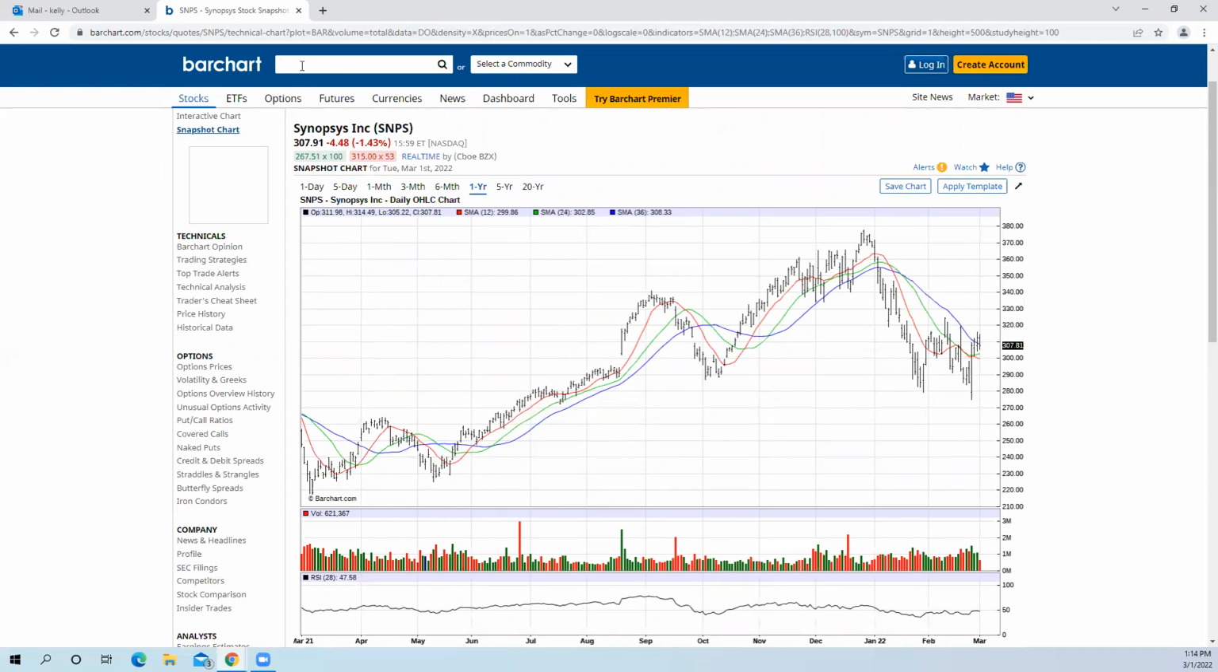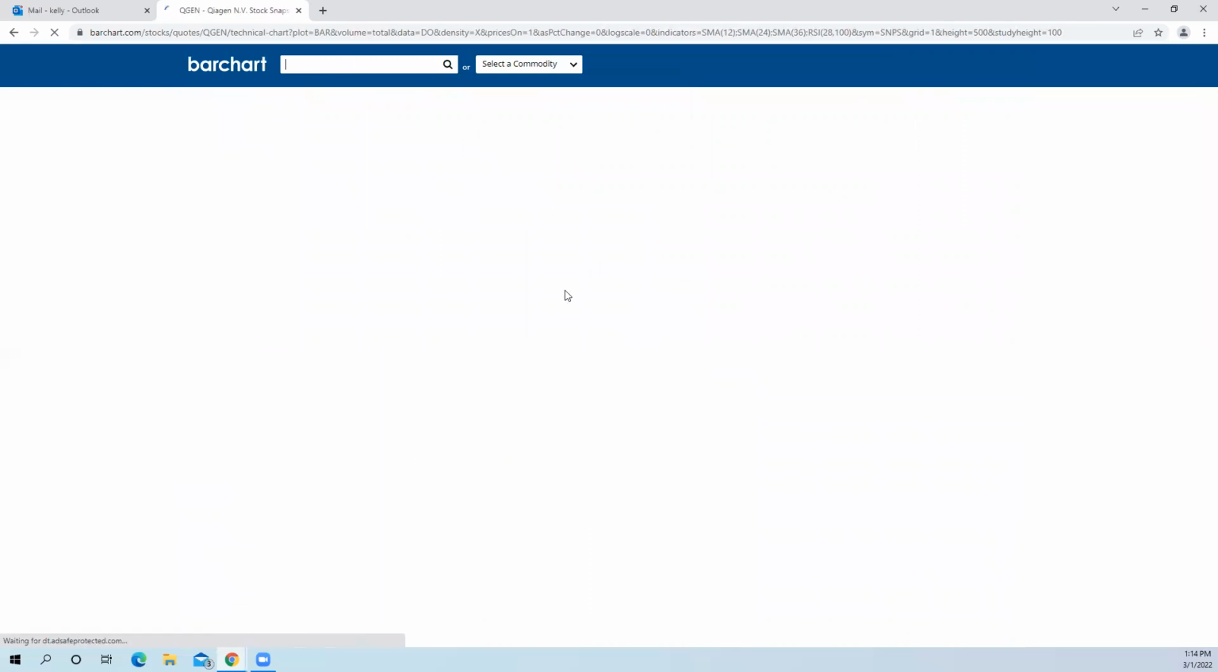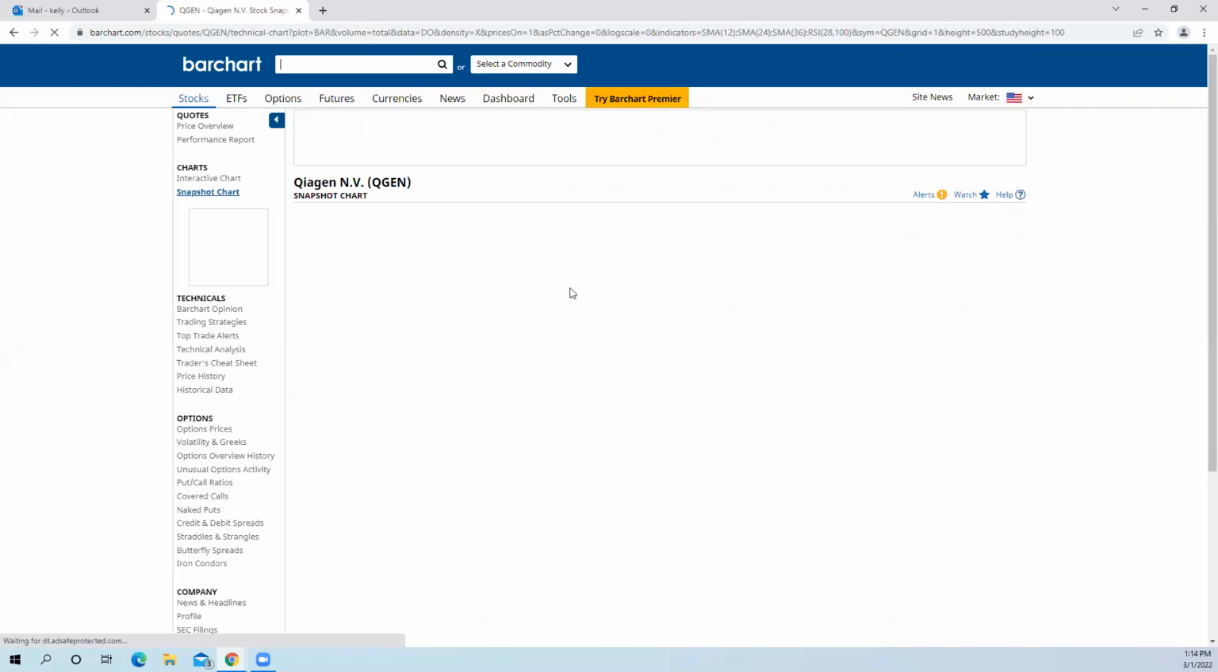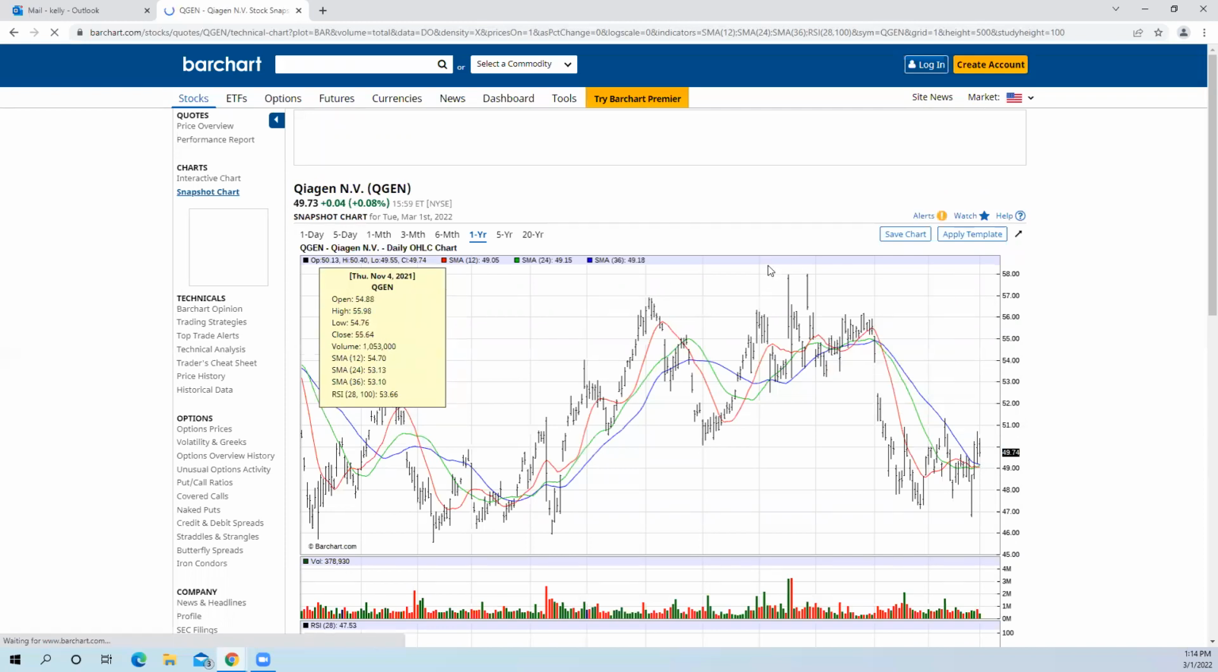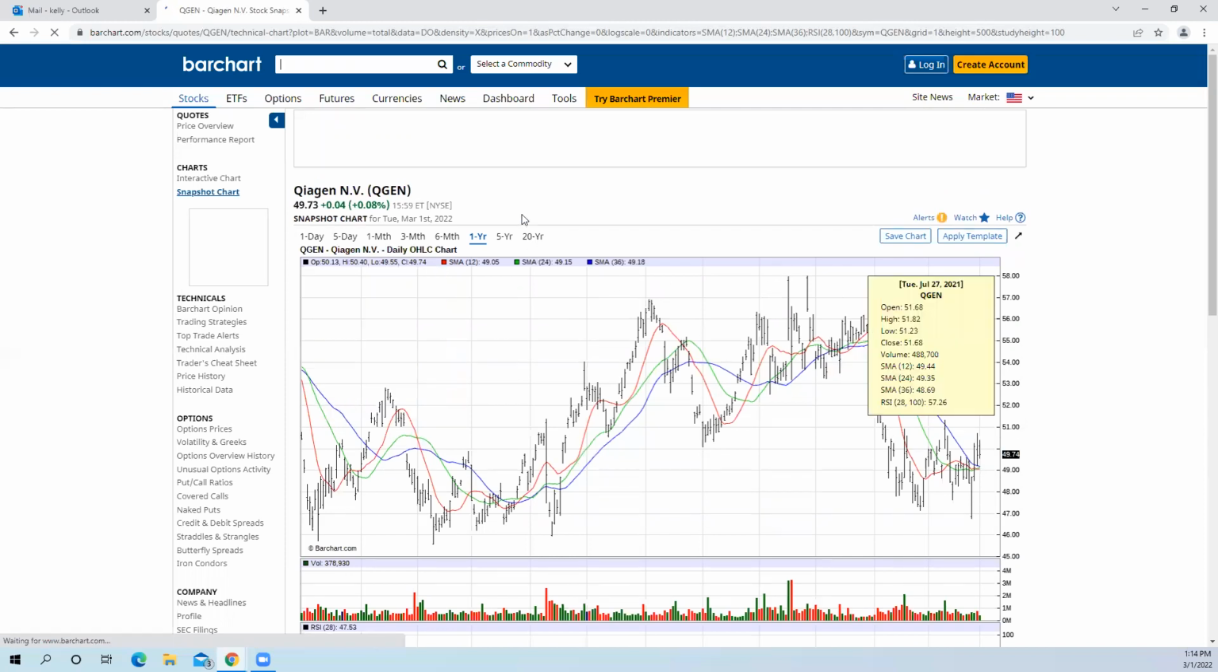Let's see. Oh, QGEN. These are not all on my radar, so I'm giving you basically the technical setup. If there's a fundamental story behind it, I'm not aware. So I'm just giving you the flow of money, the technicals. If we go back 20 years, what do you got?